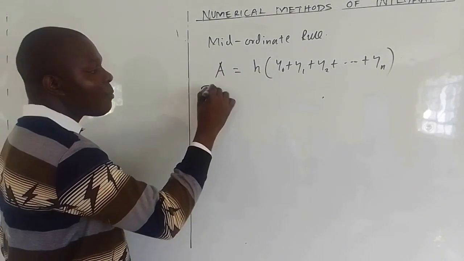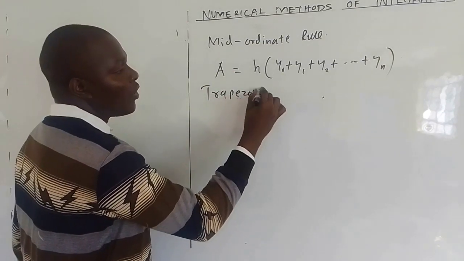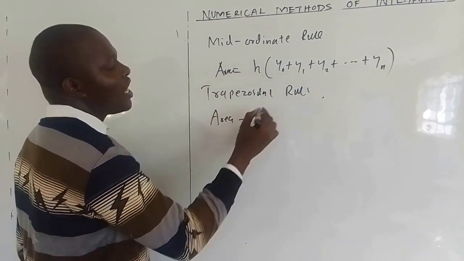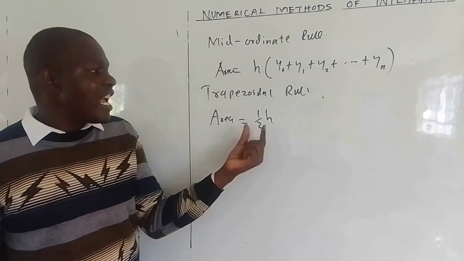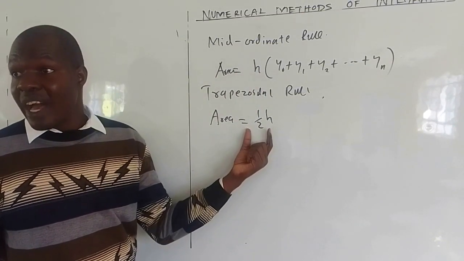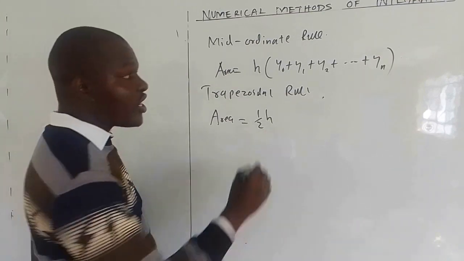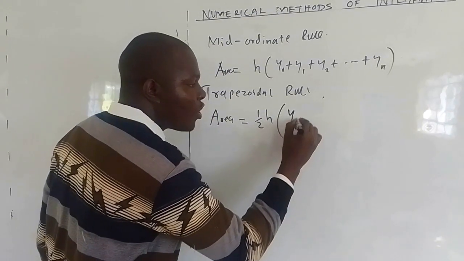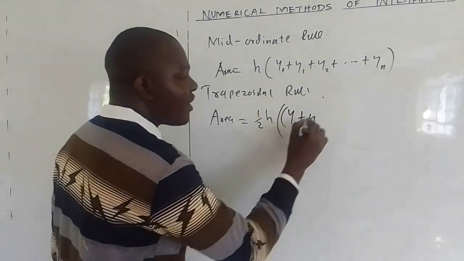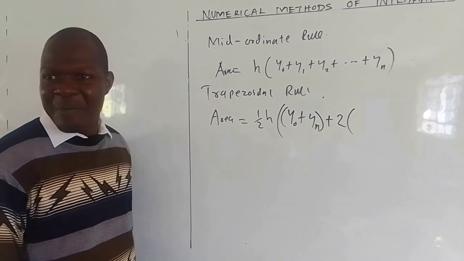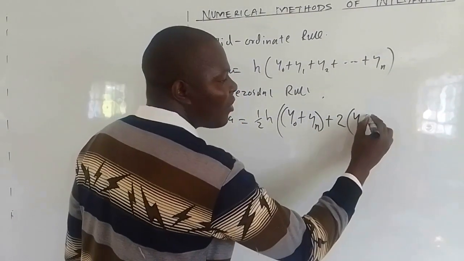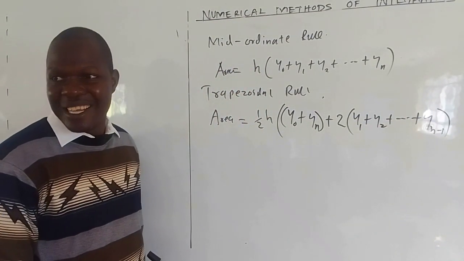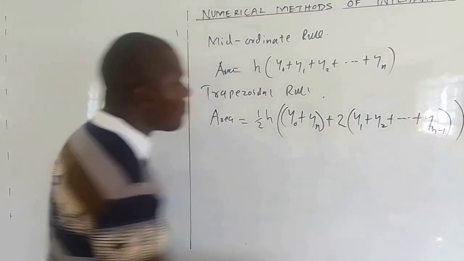Then when you go to the trapezoidal rule, you've seen the area is now a half H. Here it is H, here it is now a half H, isn't it? So it is a half H into, you sum the first and the last, so the first is y0, the last is yn. Then it is plus twice the ones which are left in the middle. So which ones are left in the middle? y1, y2, like that until you reach yn minus 1, because the last one is yn. Are we together? That is the trapezoidal rule.